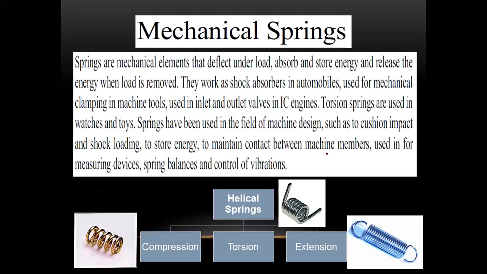Okay. Next, coming to unit 6. So, mechanical springs. I think you have seen springs everywhere, right? For example, in your ball pen also, the button type ball pen has a spring.